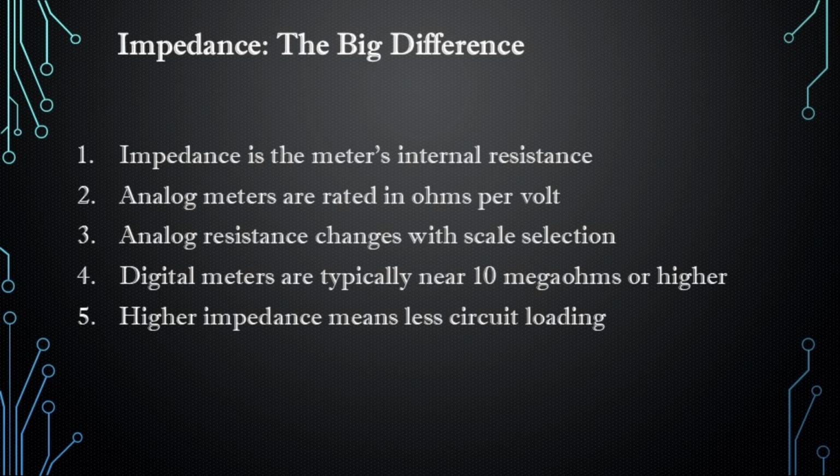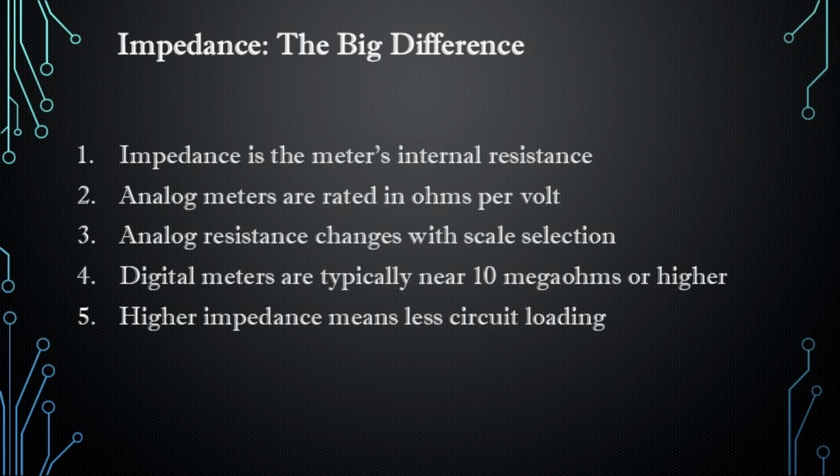Analog meters are rated in ohms per volt. That means their internal resistance changes depending on the scale being used. So the same analog meter can behave differently depending on how the technician sets it up. That is one reason analog meters demanded a stronger understanding of the instrument itself. The user had to think not only about what he was measuring, but also about how the meter range affected the meter's own resistance. Digital meters are different.